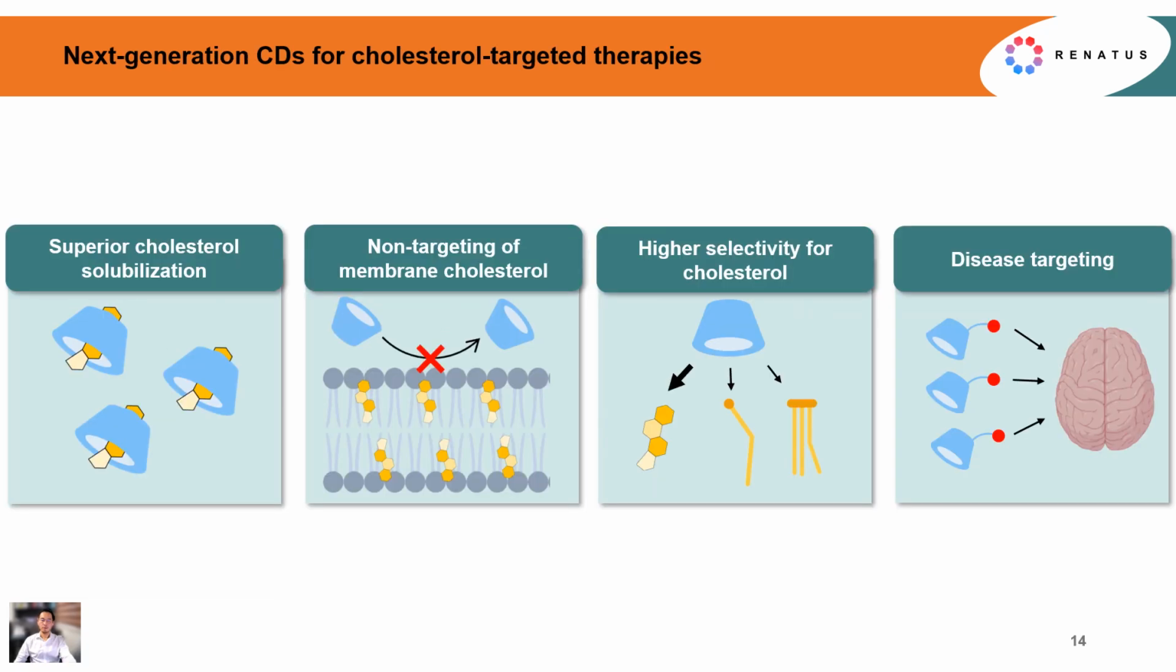To summarize, compared to the conventional cyclodextrin, Renatus cyclodextrins exhibit superior cholesterol solubilization, avoid targeting cell membrane cholesterol, and have higher selectivity for cholesterol. We are also exploring ways to conjugate targeting agents to cyclodextrins for disease-specific targeting, such as in the brain. Overall, our next-generation cyclodextrin represents a significant advancement in cholesterol-targeted therapy, offering enhanced efficacy and safety.